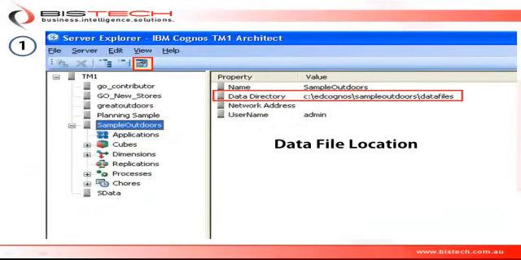Step 1, locate your data file folder. To do so, open Server Explorer, click your server and use the Display Properties window.